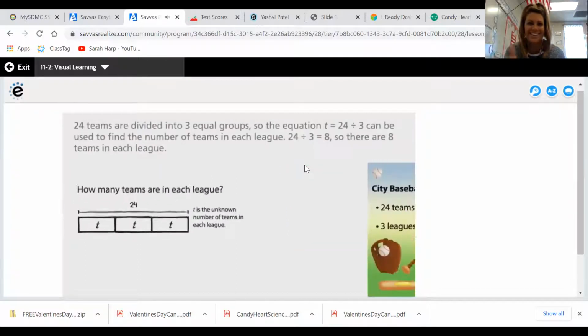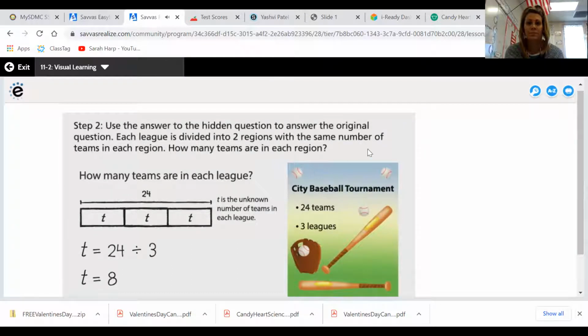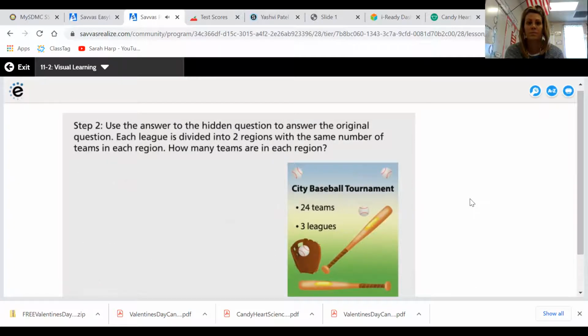Nice job. 24 teams are divided into 3 equal groups. So the equation T equals 24 divided by 3 can be used to find the number of teams in each league. 24 divided by 3 equals 8. So you should know that there are 8 teams in each league. Step 2. Use the answer to the hidden question to answer the original question. Each league is divided into 2 regions with the same number of teams in each region. How many teams are in each region?